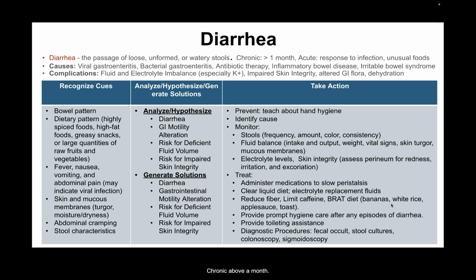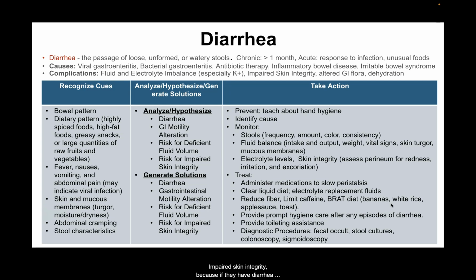Chronic is above a month. Acute is a response to an infection or unusual foods, and causes can be viral, bacterial, antibiotic therapy, or inflammatory bowel disease such as irritable bowel syndrome. Complications, of course: when you're having a lot of diarrhea, you're going to have fluid and electrolyte imbalances, right? Especially potassium. You'll lose that, and you'll notice that they suffer from hypokalemia because they're losing a lot of potassium.